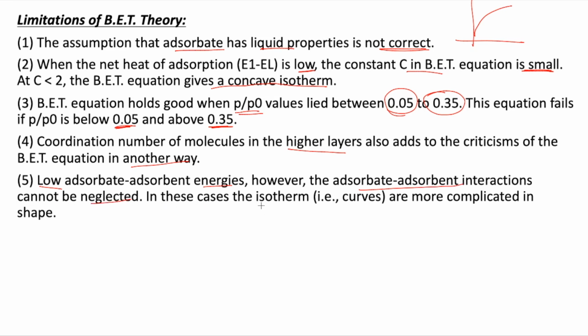In these cases, the isotherms, that is the curves, are more complicated in shape. So BET has assumed that the energy between the adsorbate and adsorbent is low. However, it's not true. You should not neglect that, and if you are neglecting it, that's why you are getting a straight line. Otherwise, the curve is going to become more complex.